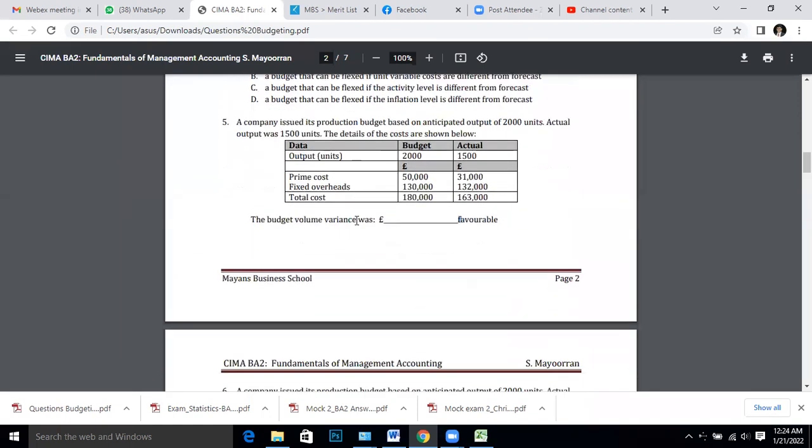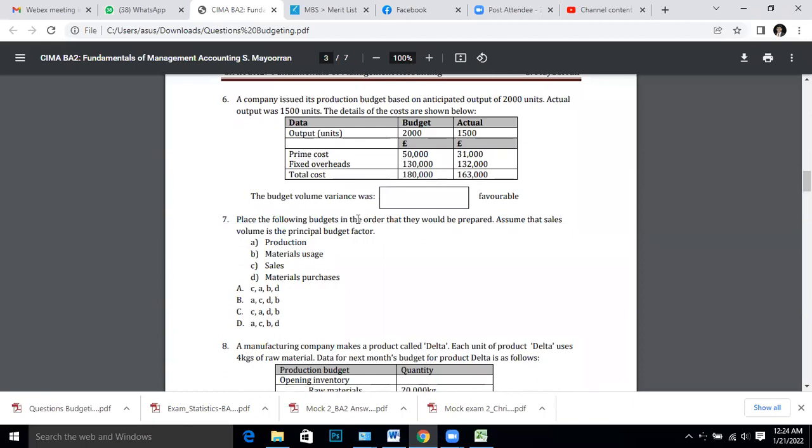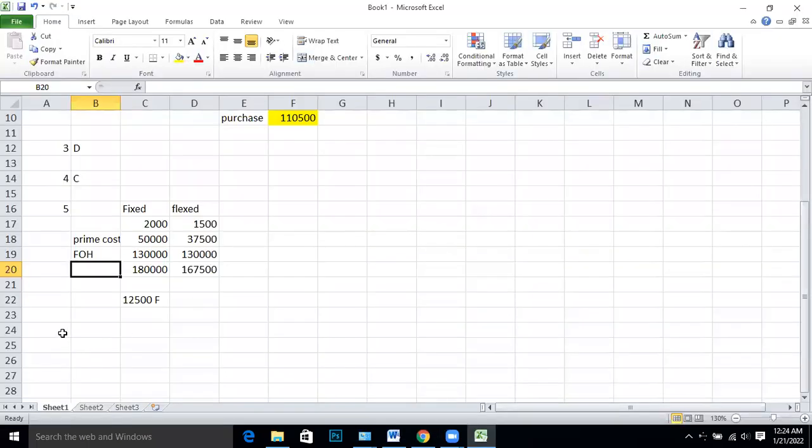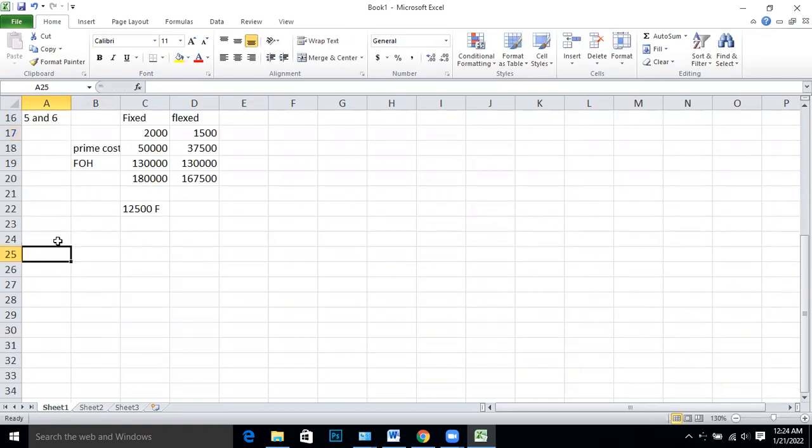Question repeated, I think. 5 and 6 are same. 7.